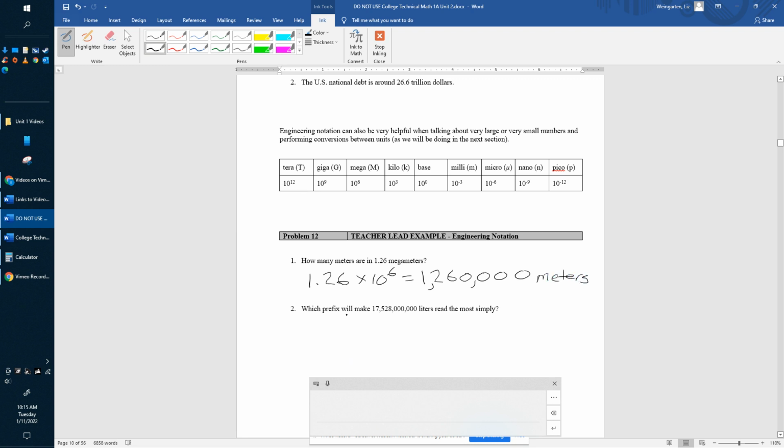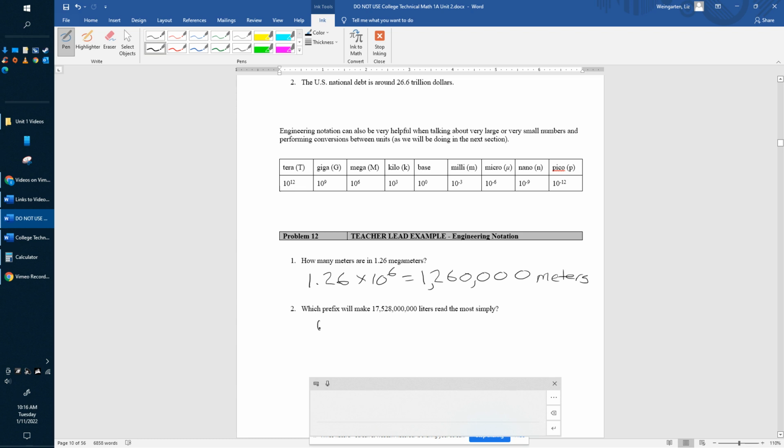Which prefix will make, how many is that? Hundreds, thousands, millions, 17,528,000,000 liters read most simply. How many times can we move this decimal place for the first number to be 3 digits or less? Well, we can move it 3, 6, 9 places.